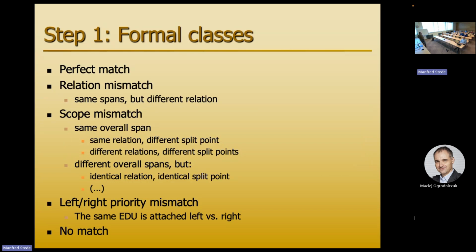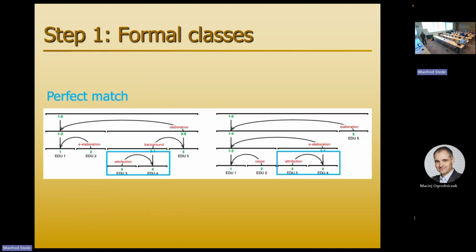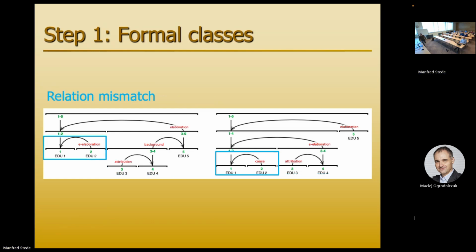Unfortunately, as we saw with the polar bear cub examples, that would belong to this category. It's happening here: units 1 and 2 are combined into an entity elaboration, or somebody else saw a clause here between the same units. That's the relation mismatch.